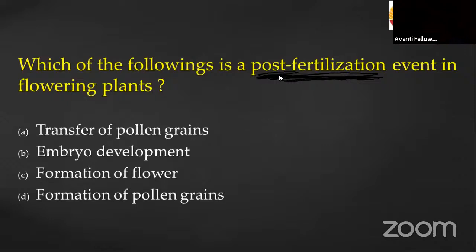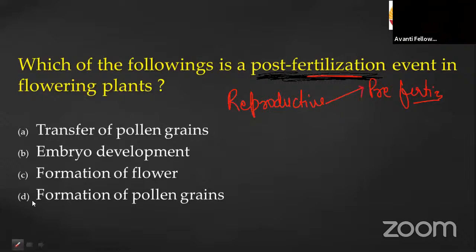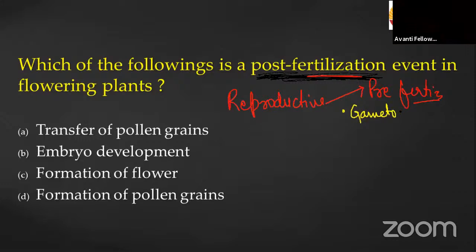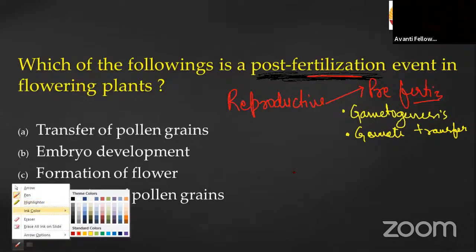I'll write here. So fertilization means it is the process happening in a reproductive phase. है ना? So reproductive phase of the life cycle, this is happening. So the first will be called as pre-fertilization. So what happens in pre-fertilization? Gametogenesis takes place, that is formation of gametes, and pollination, that is gamete transfer. So after pre-fertilization there is another process, fertilization, right?